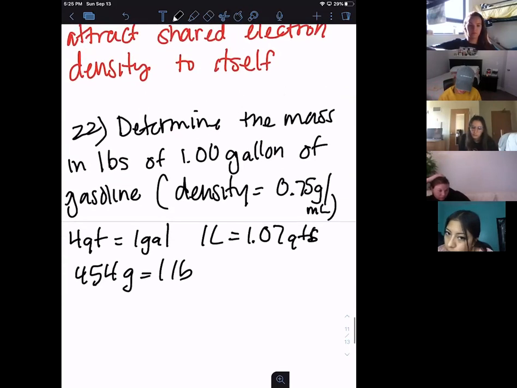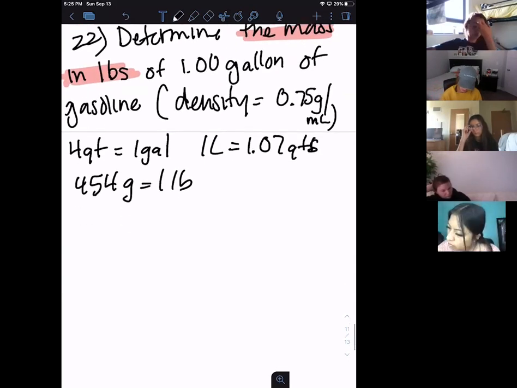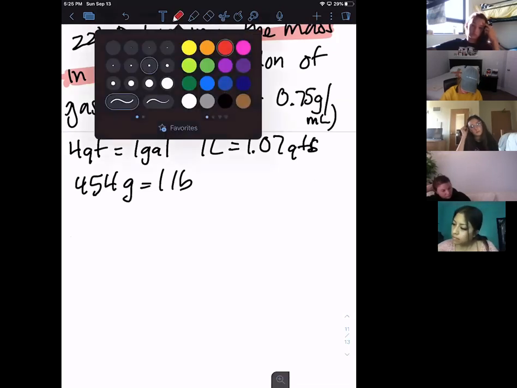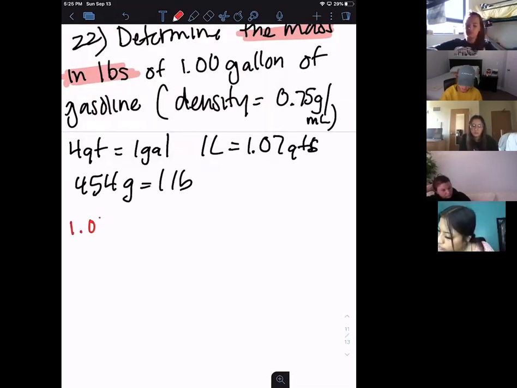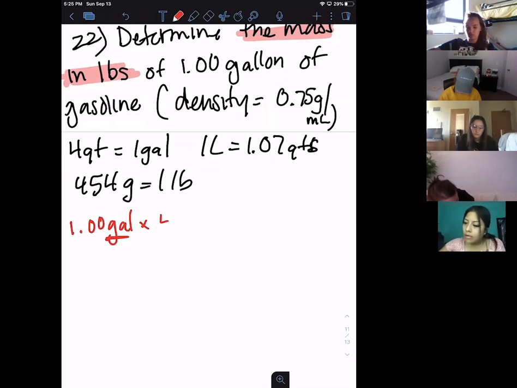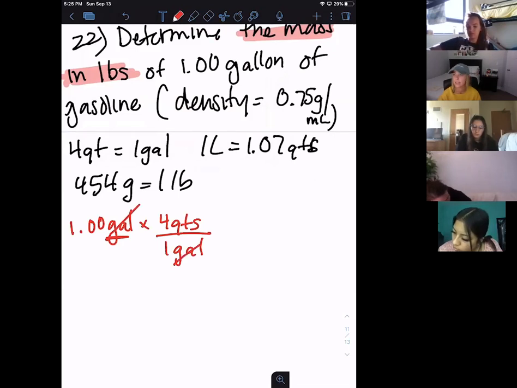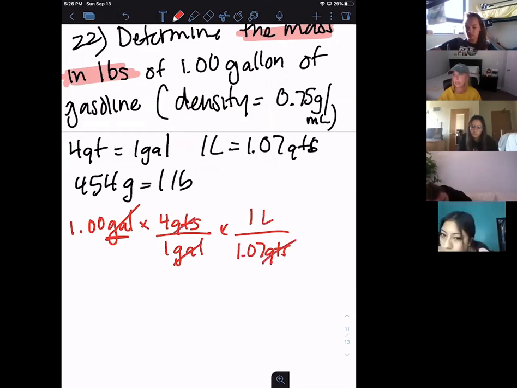Our goal is we want to determine the mass in pounds, okay? So we know that pounds should be our final unit, okay? So I'm going to start here, I'm going to do it in red, with 1.00 gal because that's what we were given. And I know that for every 4 quarts, there's 1 gallon. So now gal and gal cancel out and I'm in quarts. We know that there are 1.07 quarts in 1 liter. So now my quarts have canceled out and now I'm in liters.